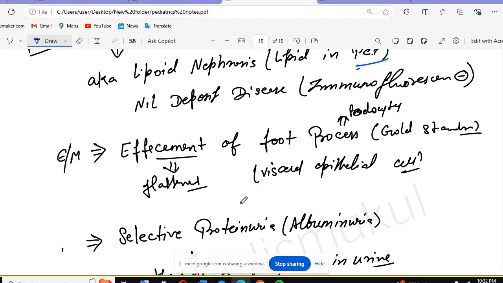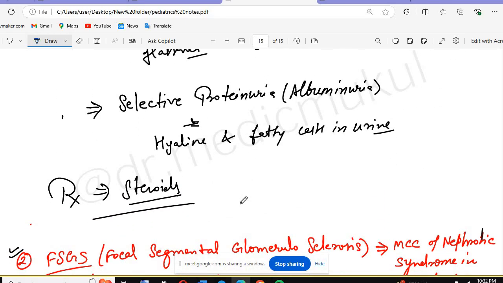This is the gold standard. And you see selective proteinuria. Selective proteinuria means albumin is released in the urine, and hyaline and fatty casts will be seen in the urine. So remember one thing, that is a case of minimal change disease.